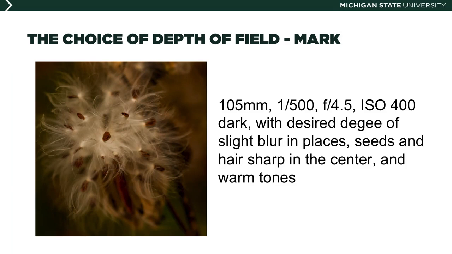So this gives you one concrete example of how the choice of depth of field relates to aperture, focal length, focal distance, as well as ISO and shutter speed. Can you guess what each of those factors contributed to this final image?